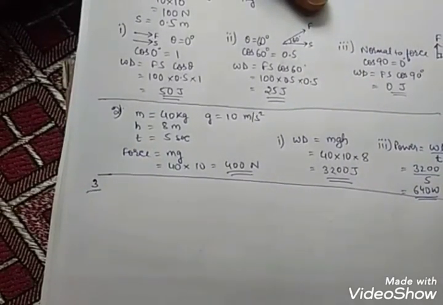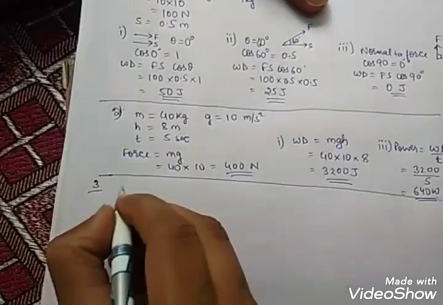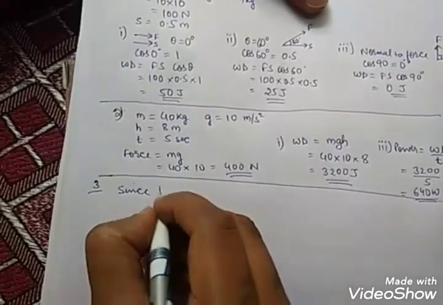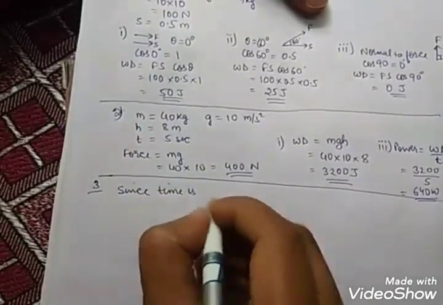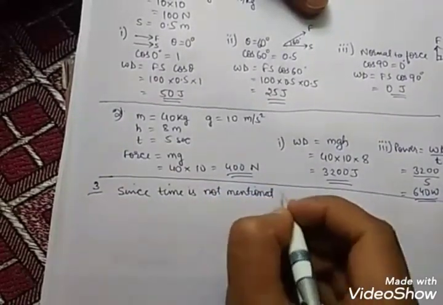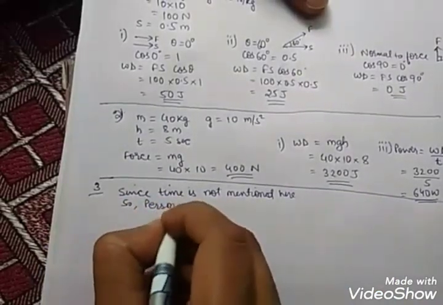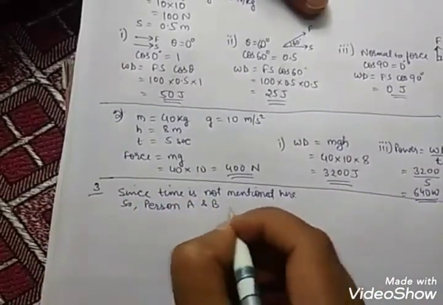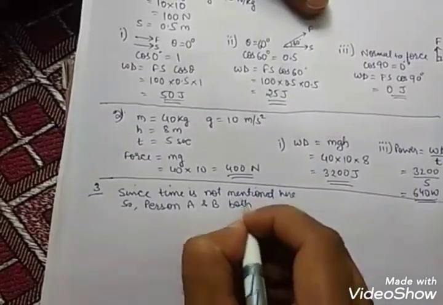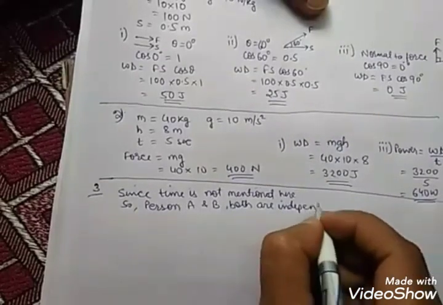First of all, the work done by person A and person B is independent of time. Since time is not mentioned here, the work done by person A and B is independent of time.